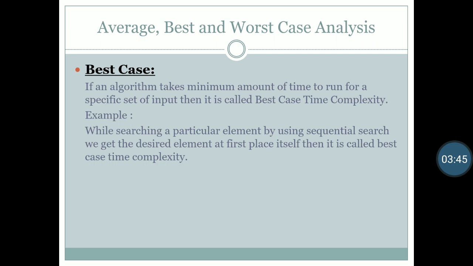While searching a particular element by using sequential search, if we get the desired element at the first place itself, then it is called best case time complexity. This is a technical example. Let's take an example.